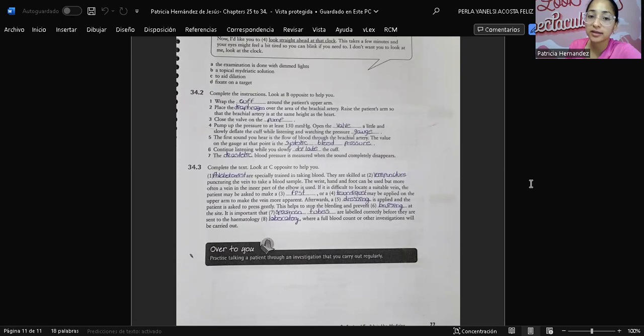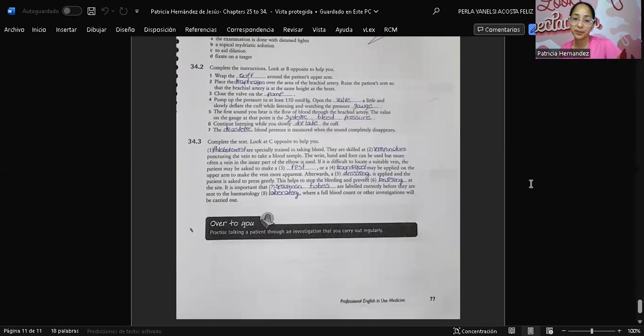150 millimeters of mercury. Open the valve a little and slowly deflate the cuff while listening and watching the pressure gauge. The first sound you hear is the flow of blood through the brachial artery. The value on the gauge at that point is the systolic blood pressure. Number 6, continue listening while you slowly deflate the cuff. And number 7, the diastolic blood pressure is measured when the sound completely disappears.